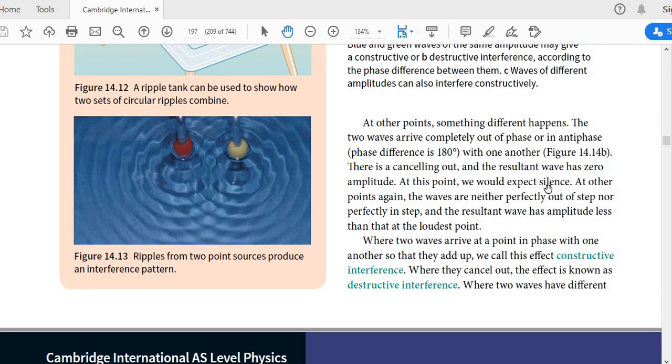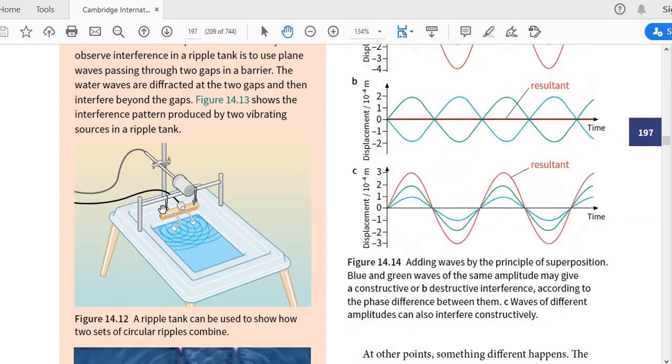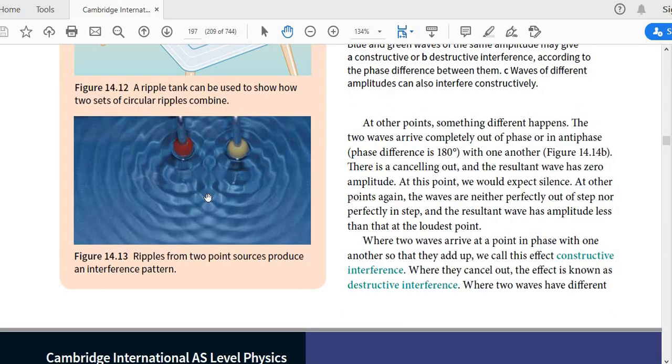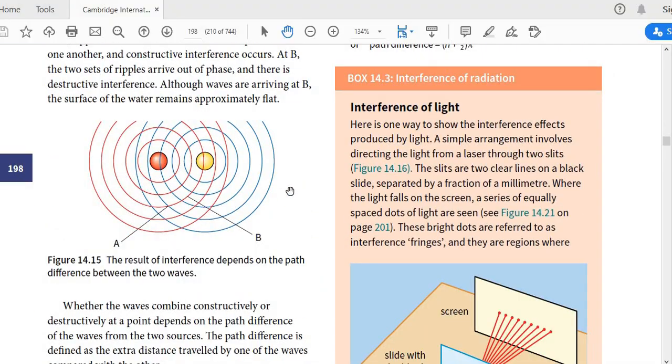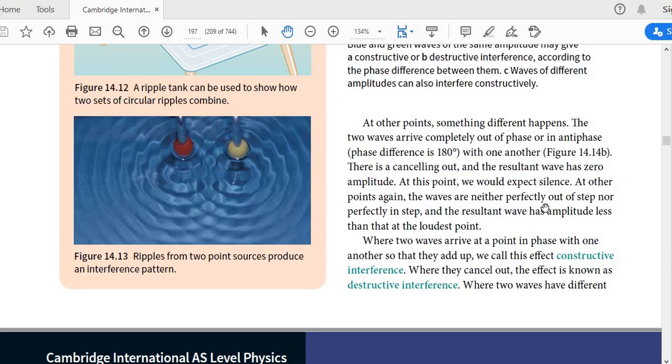At this point we could expect silence because this is a sound wave. We are talking about this now. But in the case of water waves, the water doesn't move up or down at that point, because the displacement is zero. At other points, the waves are either perfectly out of step or perfectly in step, and the resultant has amplitude less than that at the loudest.